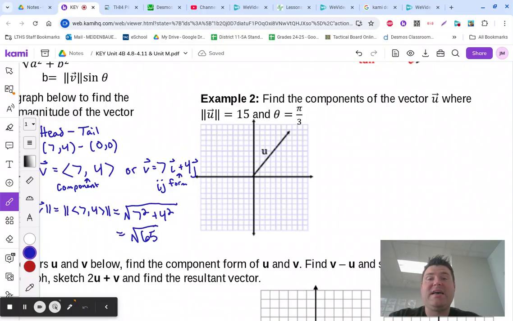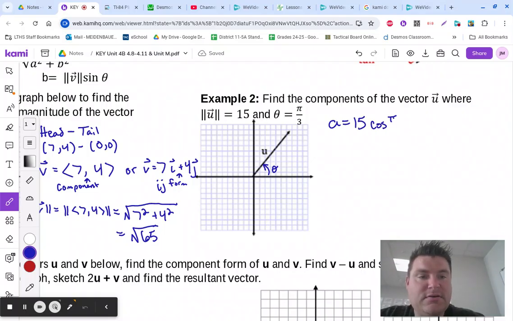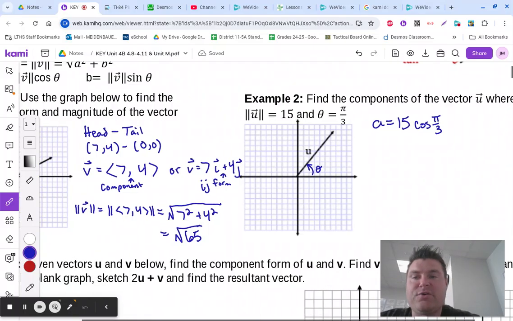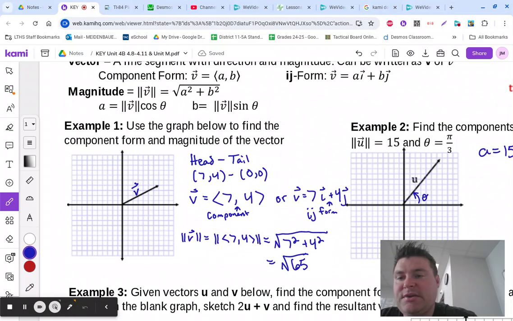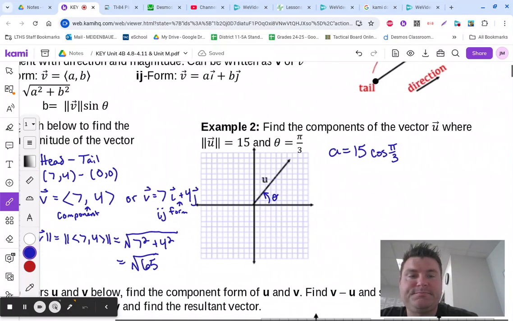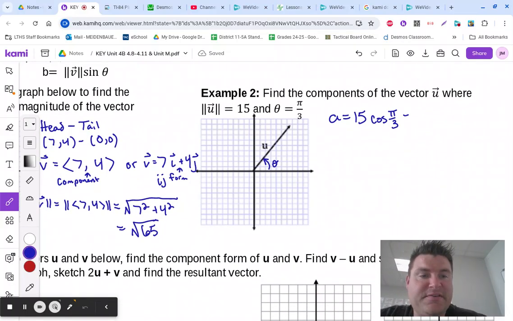So we know that the magnitude is 15. We know that the radians value is going to be pi over 3. So it's going to be from here to here, what that's referring to. So let's go ahead and find what this vector u is. For the a component, it's going to be 15 times cosine of pi over 3, from this formula right up here that I'm using. And this is going to give me 15 halves.